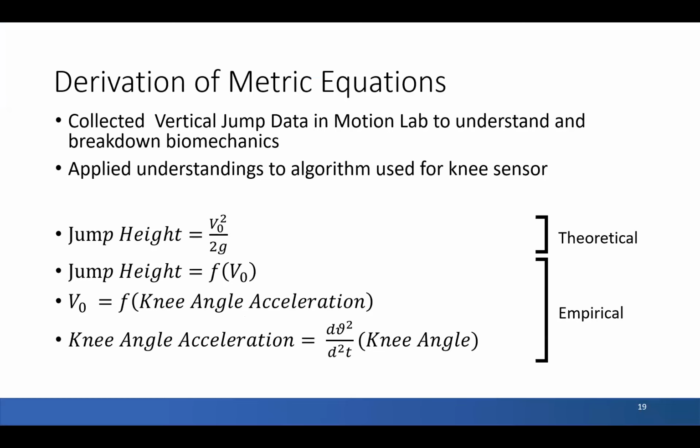So the theoretical equation is that jump height is equal to initial velocity squared, all divided by 2 times g. And from the motion lab, we found an equation that jump height is a function of initial velocity. We're also able to find equations that show initial velocity is a function of knee angle acceleration. And lastly, we were able to find that knee acceleration is the second derivative of knee angle over time.